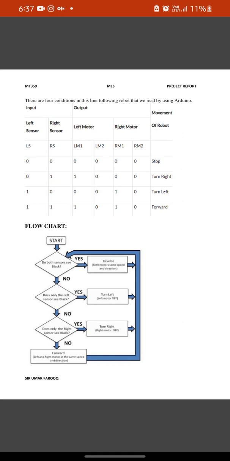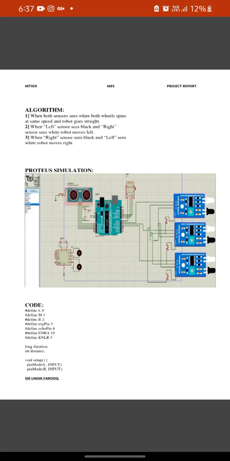So the flow chart: start. If both sensors see black, then the robot reverses at the same speed. If only the left sensor sees black, then turn left. If the right sensor sees black, then turn right. And this is the basic principle for the robot to follow the line.